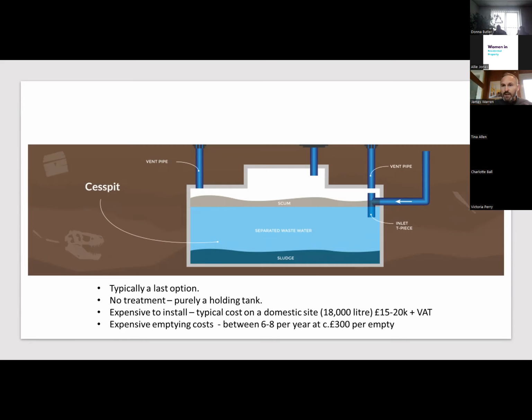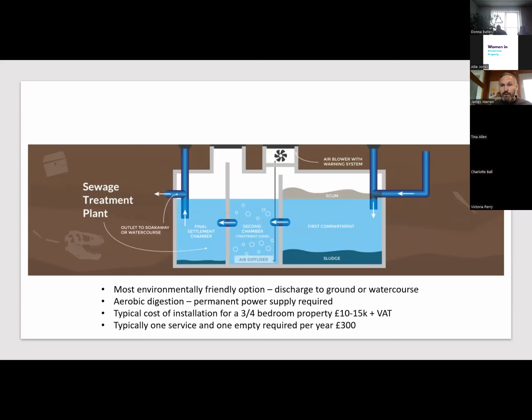And I'm going to go from the least environmentally friendly to the most environmentally friendly. And we're now looking at a sewage treatment plant. Or to put the correct label on it, it's actually called a package sewage treatment plant, because going back 60 years plus, what we're looking at now would have been individual parts building up a sewage treatment system.